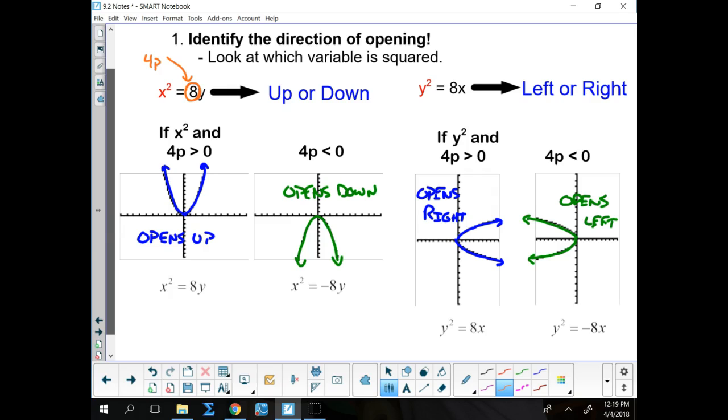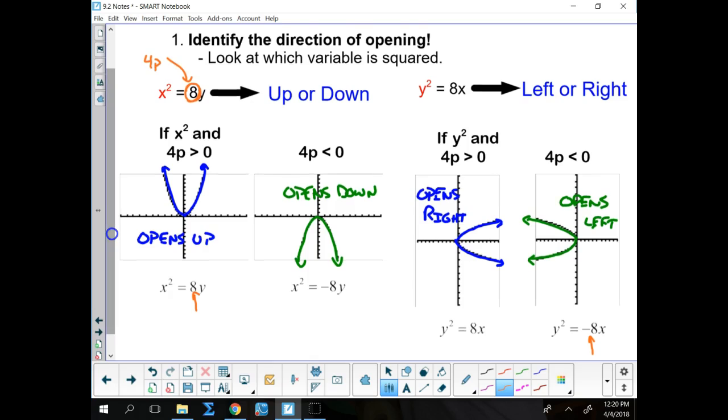So this number right here is positive. I have an x squared, so therefore it opens up. This number right here is negative. I have a y squared, so it's going to open left.